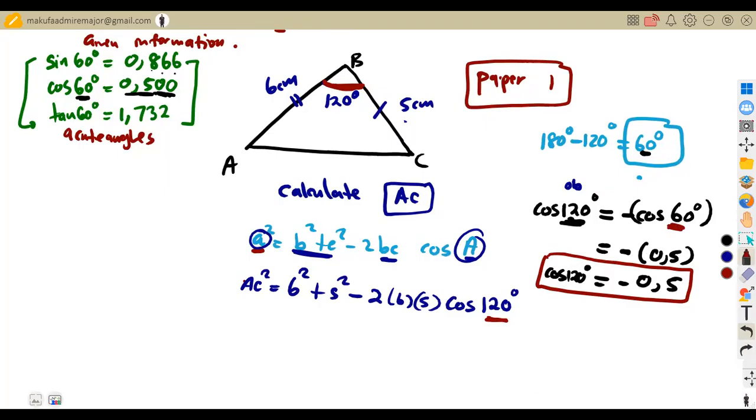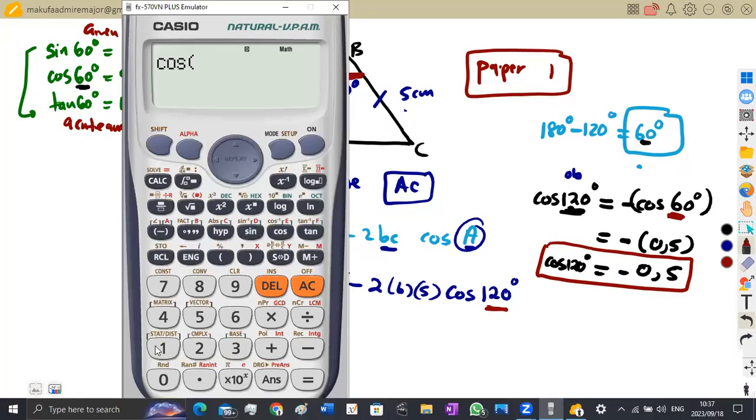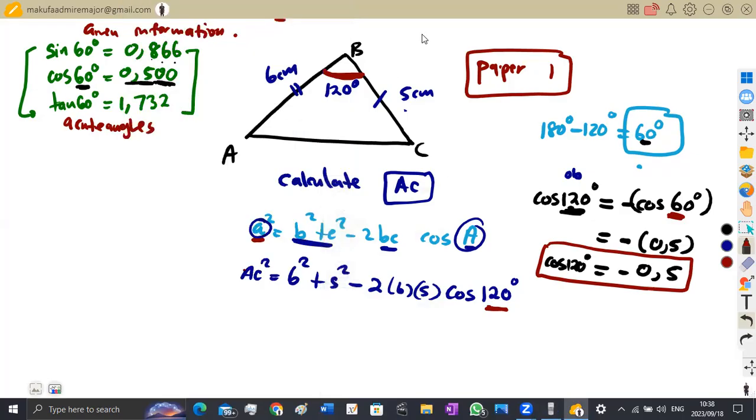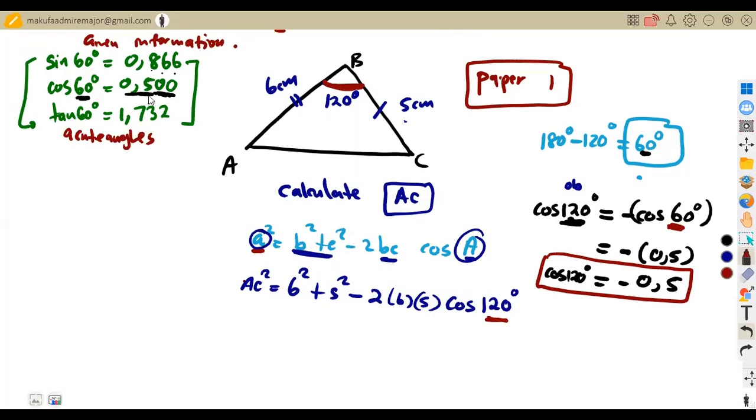Let's check with our calculator if this is true. Is it true that cos 120 is minus 0.5? This is our calculator here, cos 120 degrees. If you check, we obtain exactly minus 0.5. If we check cos 60 degrees, this is where we have the 0.5. So we just multiplied 0.5 by a negative and got minus 0.5 for cos 120, which is exactly the value for cos 120. We simply took this value from its acute angle.